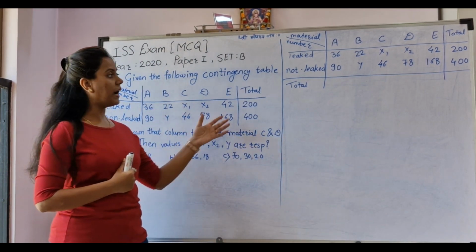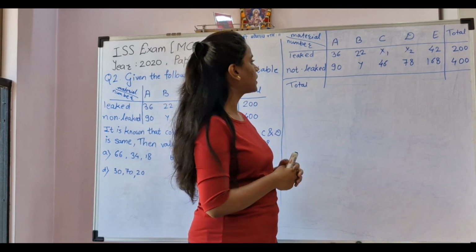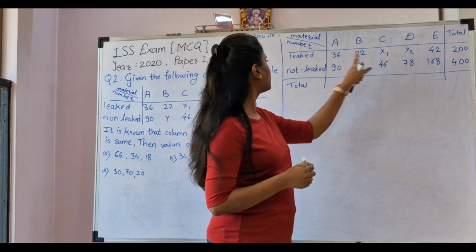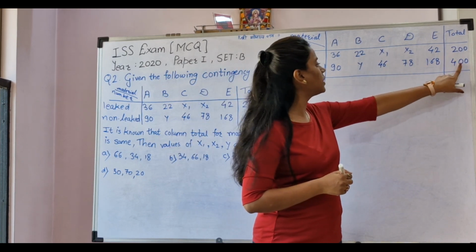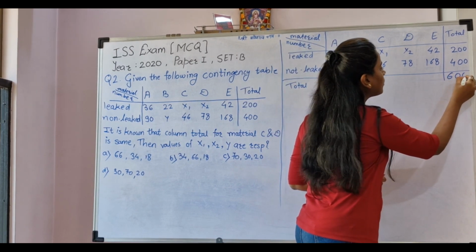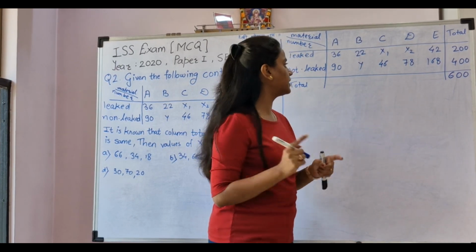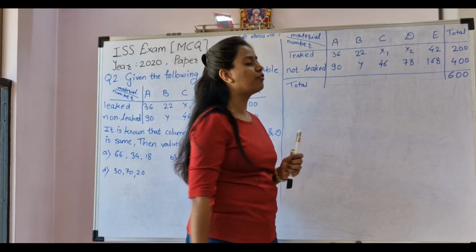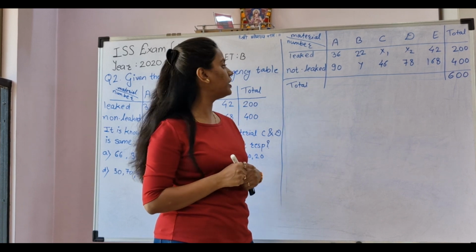Same table I have written here. So now, first of all, what is given? The row total. For the first row it is 200, for the second row it is 400. So we should know our final total should be 600. Now let's try to find out first of all y. How can we find the value of y?